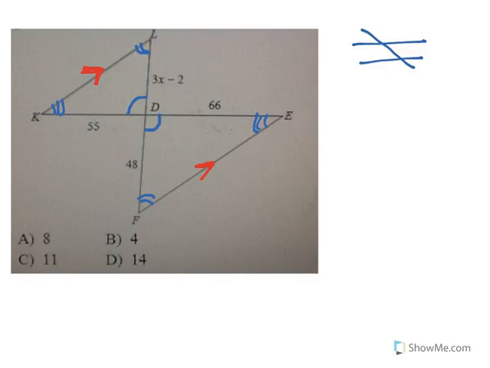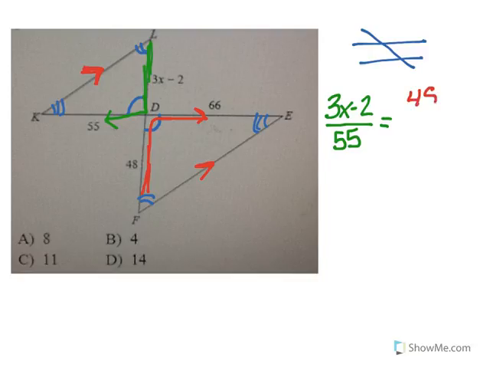So you can see on this picture it's multiple choice. I took this from an old test of mine. So I'm going to follow the same path again. I'm going to start in that top triangle, the smaller one. I'm going to go from my second angle through the middle to my third angle. So I'm going to say 3x minus 2 over 55. And I'll follow that same path of my double angle through the center, put it on top of the next piece. So that will be 48 over 66.